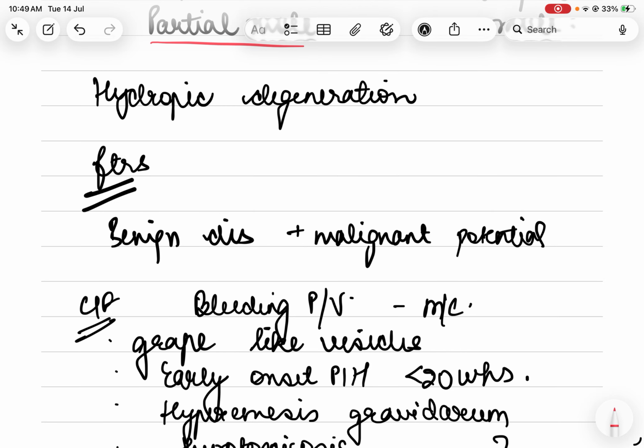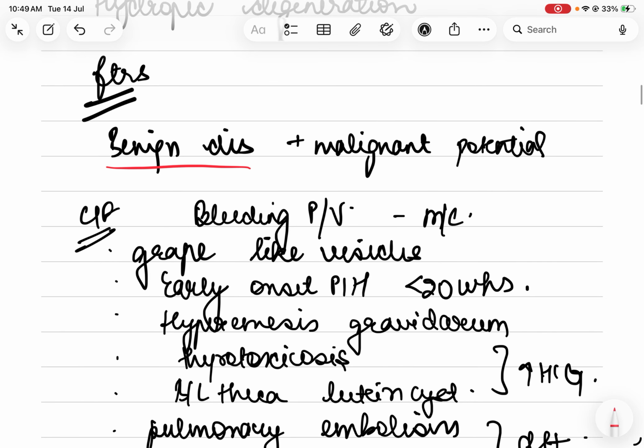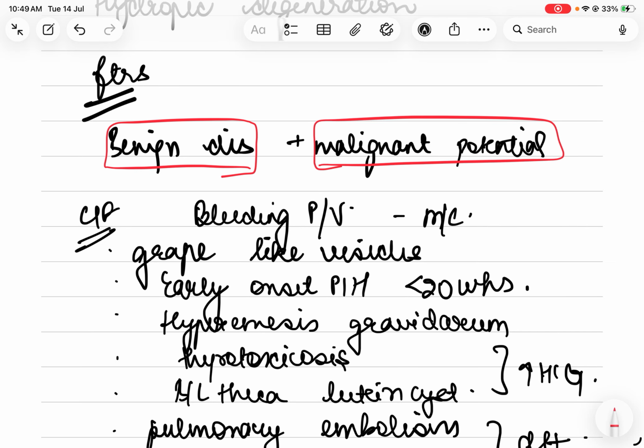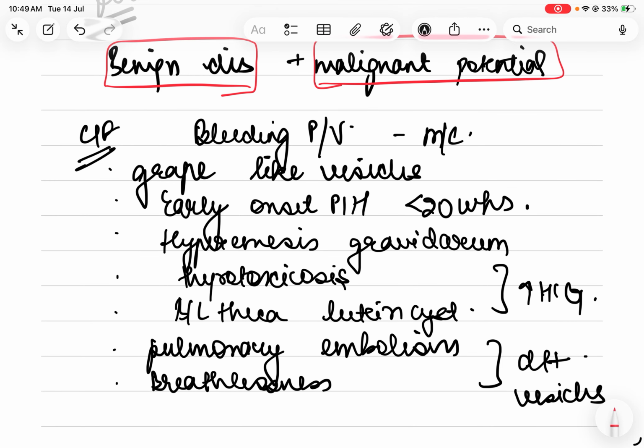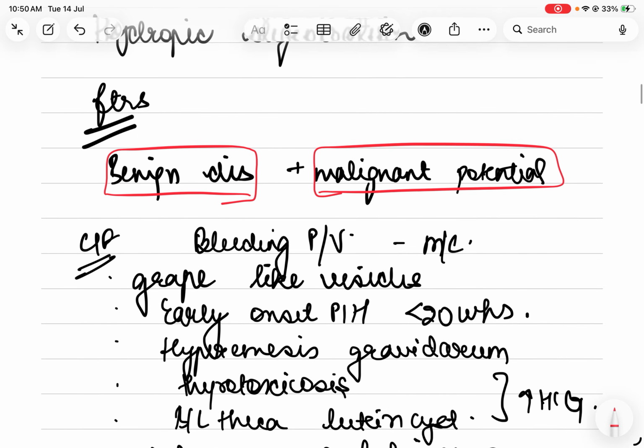Now the features: it's a benign disease, right? Plus malignant potential. So we need to remove this. We have to do surgery, and we have to treat it. Medical management, expectant management. We have to take it seriously.